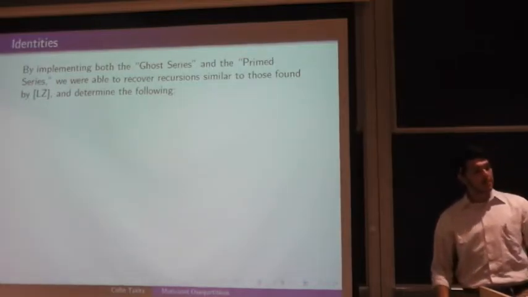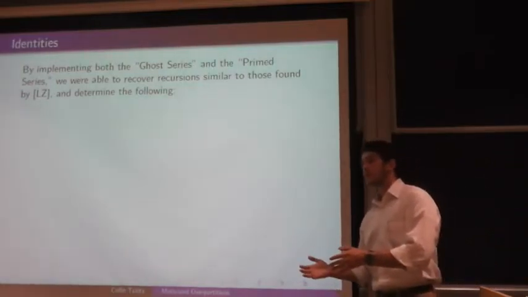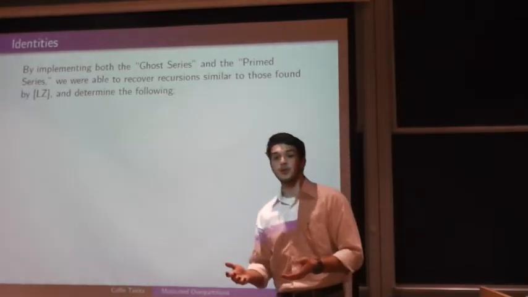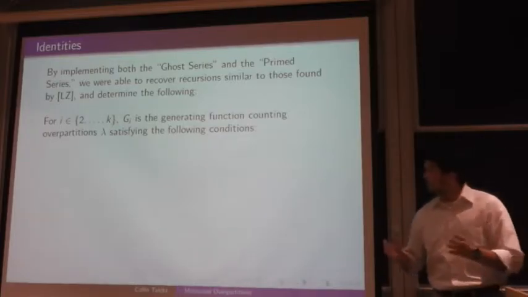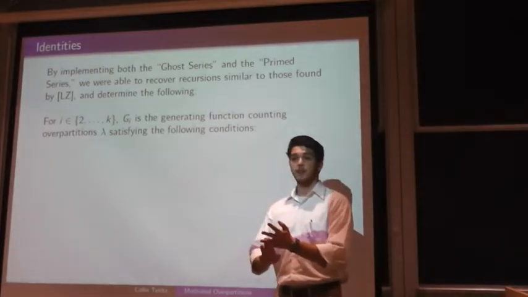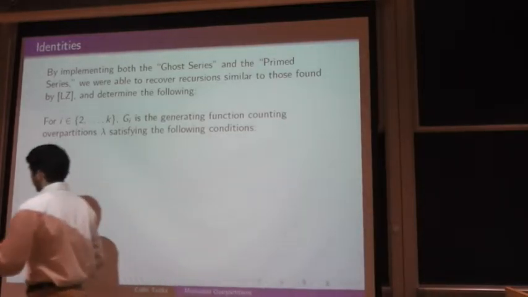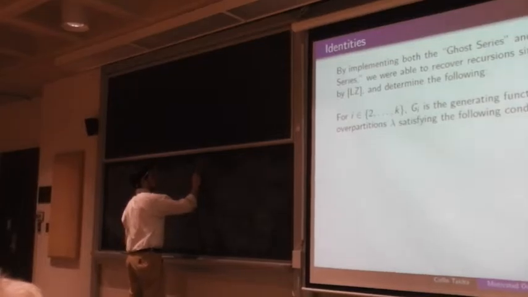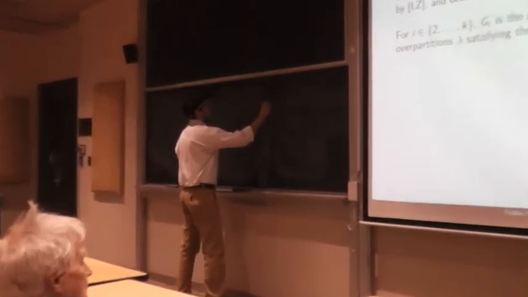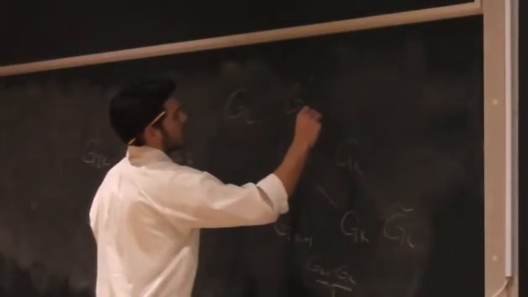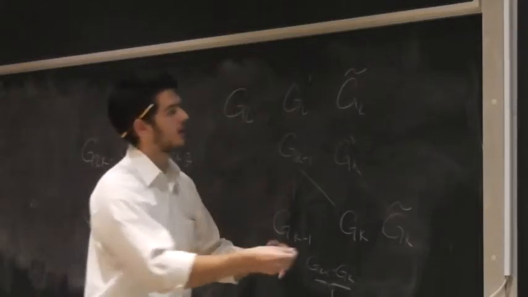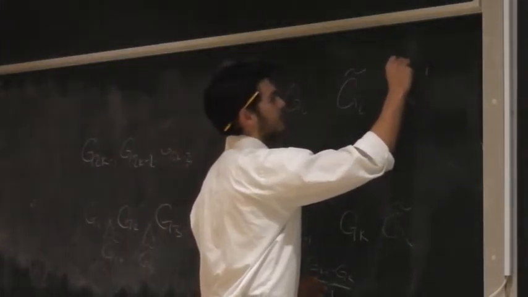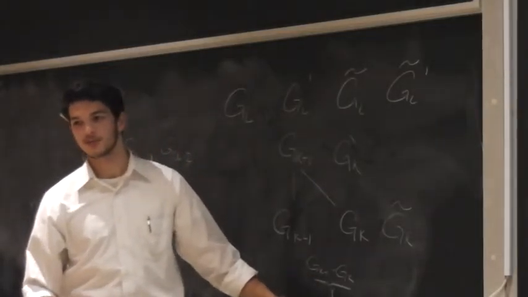All right, so by implementing these ghost series and these prime series, we were able to recover recursions similar to those found in Lepowsky and Zhu. We were able to determine that for all of the G sub i, because now we have a bunch of different series. In general, we have the standard G sub i's, we also have prime series, G sub i prime, we have the ghost series, and then at the end of every one to bump up, we had a G sub i prime tilde. So notation gets cumbersome, but we have now 4 different unique kinds of series, right?